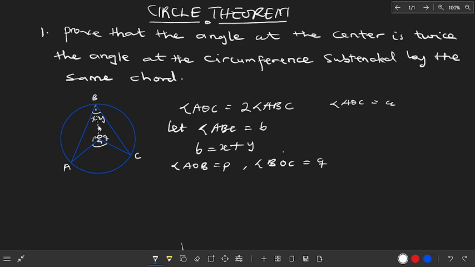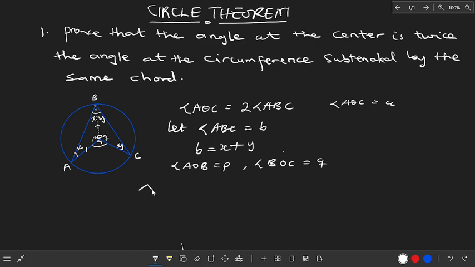Now this is a radius, this is another radius. So the distance from here to this point is the same as the distance from here to this point. So this forms an isosceles triangle. So if this base angle is X, this also is X. The same thing applies to this side, we have Y here.